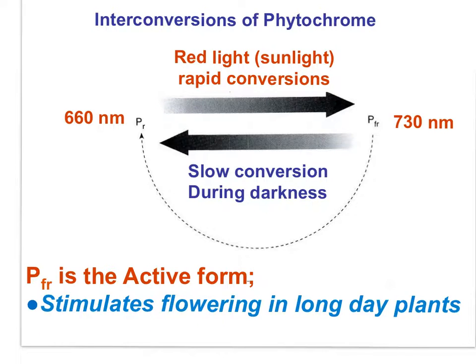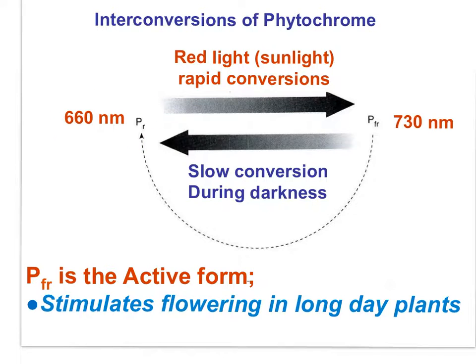In other words, as the winter gives way to spring and the days get longer, more Phytochrome far red is formed, and flowering occurs. Now, while during the day, Phytochrome red is rapidly converted to Phytochrome far red, during the night, Phytochrome far red is slowly converted back to Phytochrome red.